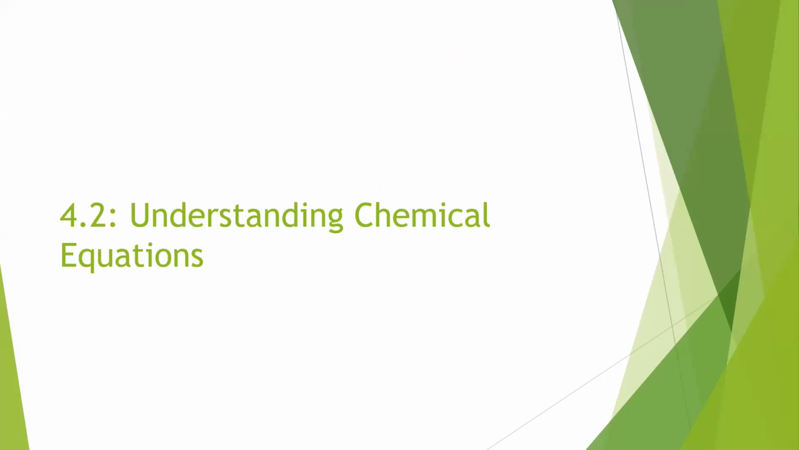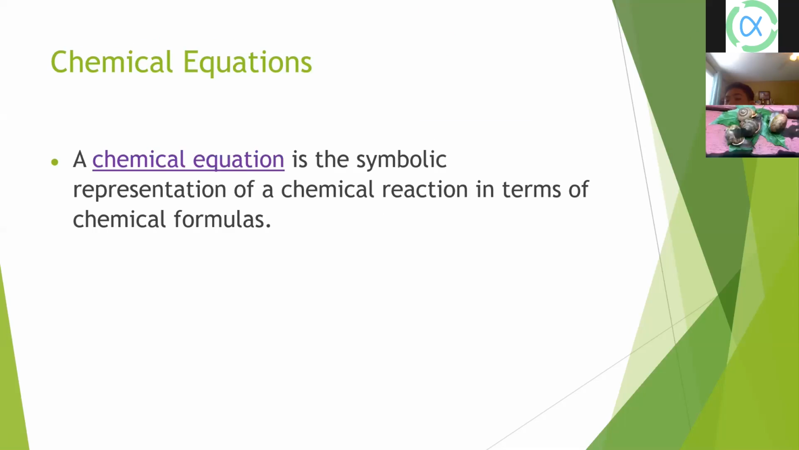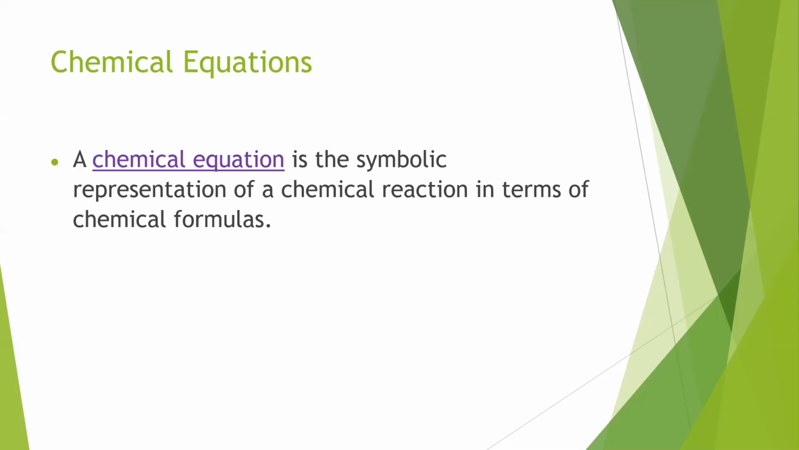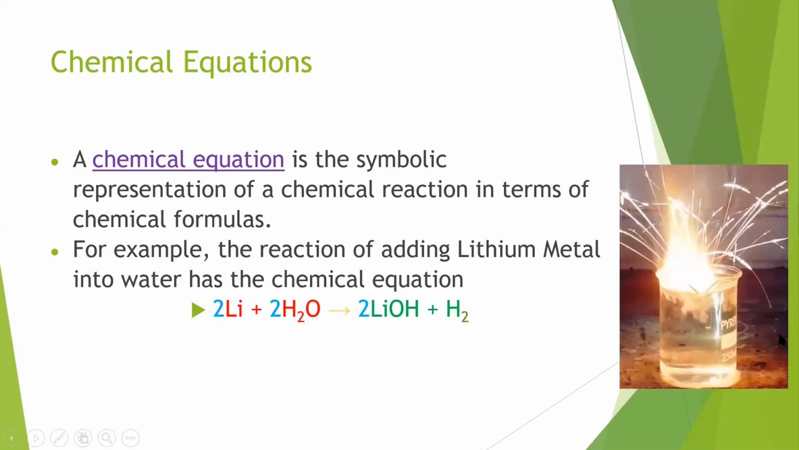So now we understood the elements. We're now going to understand what chemical equations are. So a chemical equation is a symbolic representation of a reaction in terms of a chemical formula. So the things we had like CO2, CHCl3, SO2, that's a chemical formula that represents a molecule. So basically we're having a reaction with those types of things. So for example, I'm going to talk about adding lithium metal into water, which has this equation. Remember, lithium in the alkali metals are extremely reactive in water, and they would just burn in water. And here's a picture of it burning in water.